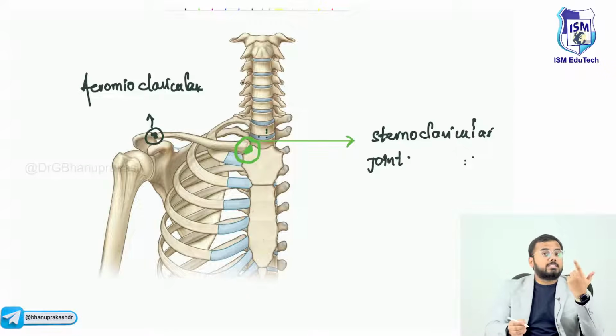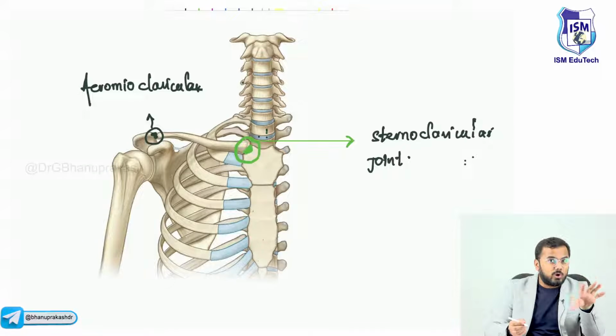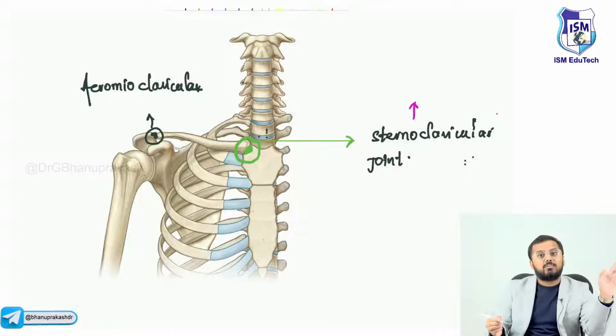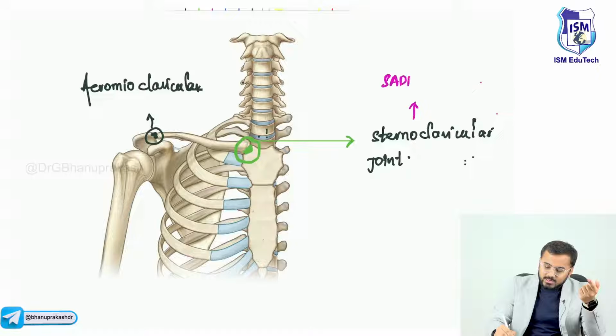Guys, I have already discussed joints in the class. In the previous video, which was regarding joints only, I told you, if you remember, what type of joint the sternoclavicular joint is. It is a saddle joint, okay? Sternoclavicular joint is a saddle joint.